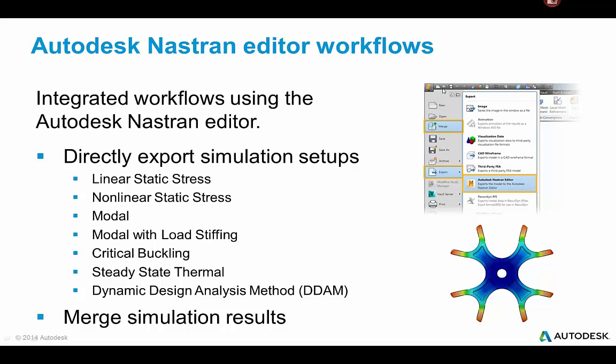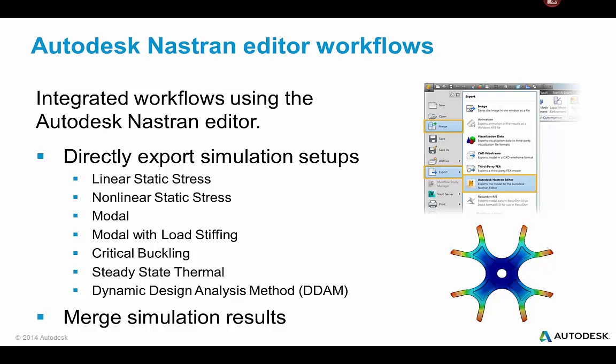So you set up your model in Simulation Mechanical like you always do. You create your mesh, you create your loads and boundary conditions, and you can simply run them within Simulation Mechanical with a SimMech solver or a Nastran solver. Or if you want to go into what's called the Autodesk Nastran editor and run it within the editor to get those additional results, you have to export your setup, right? So what you do is you click the application button and go to the export pull-out menu and simply select Autodesk Nastran editor.